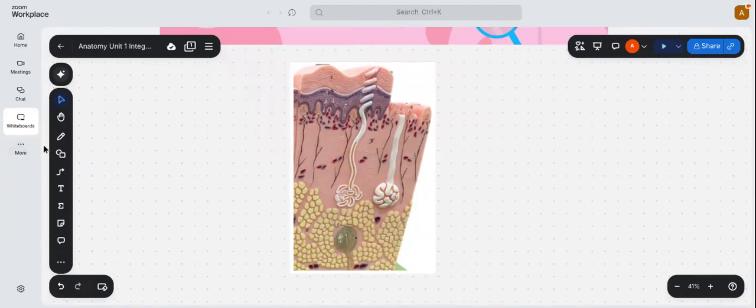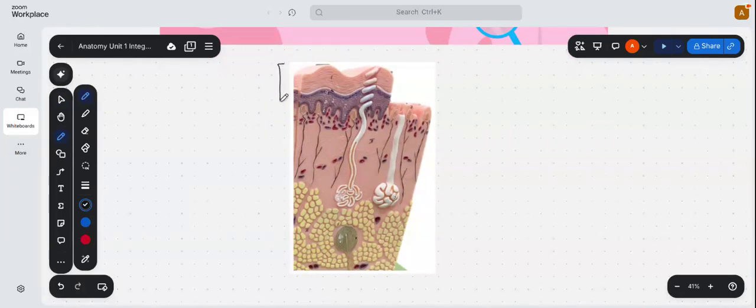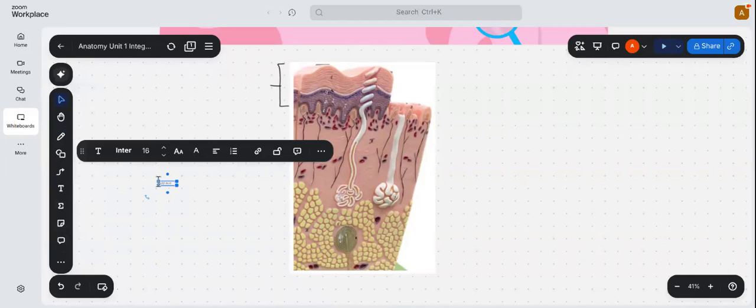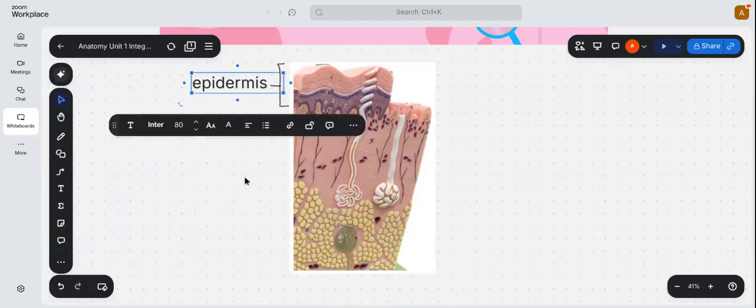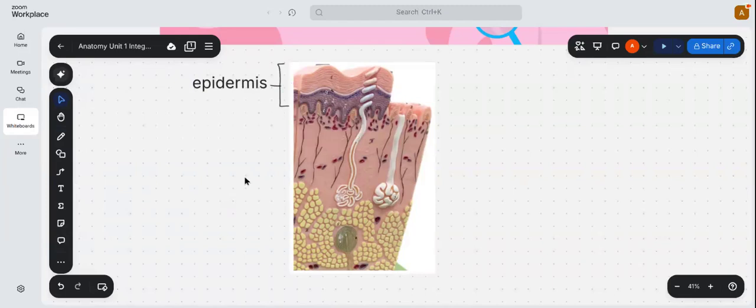Now, first we're going to go over the dermis. Or excuse me, the epidermis first. So the epidermis is basically this whole portion over here. This is your epidermis. And the epidermis has 5 distinct layers within it.